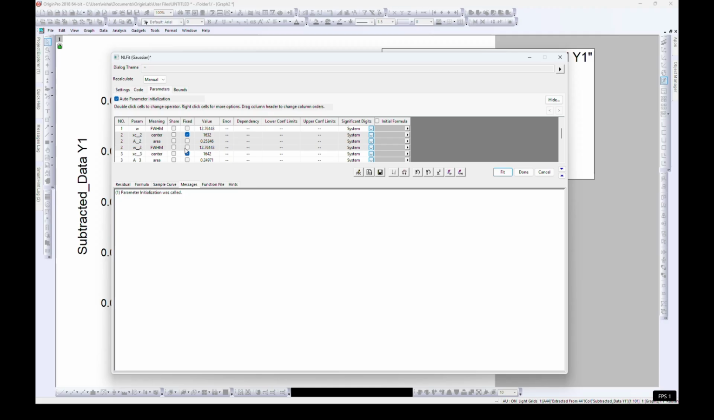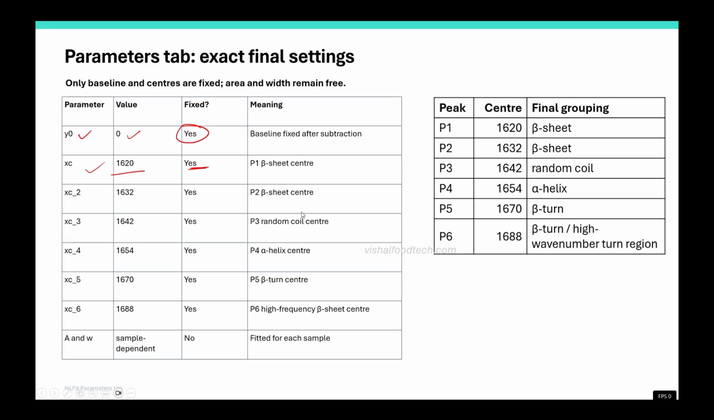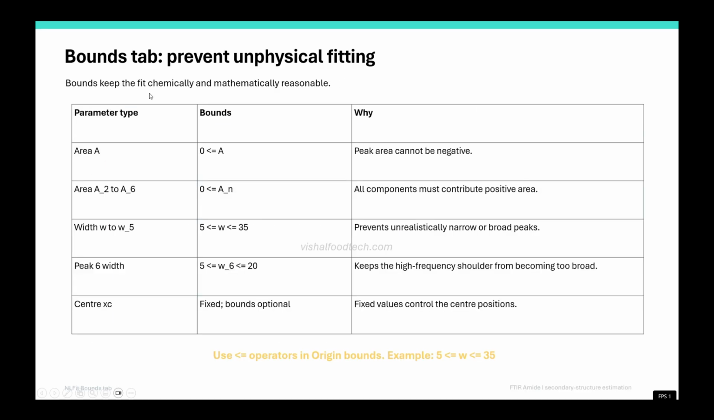The width of the second peak is also not fixed. Similarly, for area number 3 and width 3, area 4 width 4, and area 5 width 5. These are not fixed. Now we'll go to the bounds tab. The bounds tab is very important. We have to do this carefully.